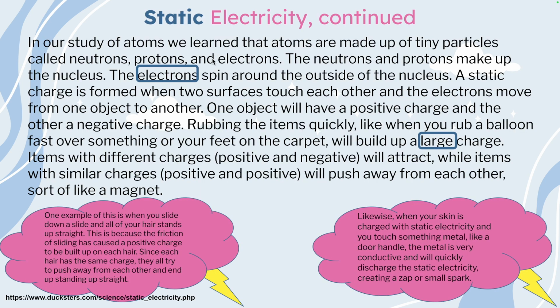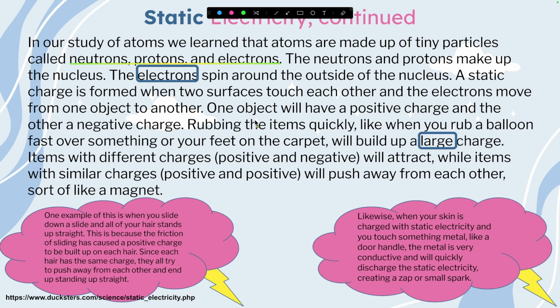In our study of atoms, we learned that atoms are made up of tiny particles called neutrons, protons, and electrons. The neutrons and protons make up the nucleus. The electrons spin around the outside of the nucleus. A static charge is formed when two surfaces touch each other and the electrons move from one object to another. One object will have a positive charge and the other a negative charge. And again, we're going to watch a video in just a minute on this, so if it's kind of hard to picture, just wait for the video.